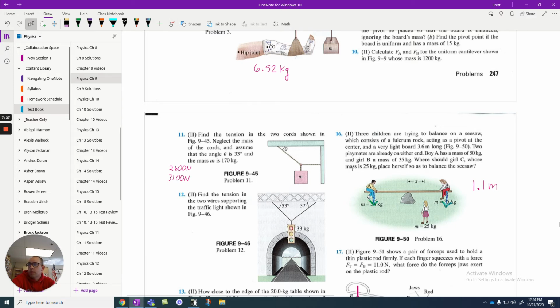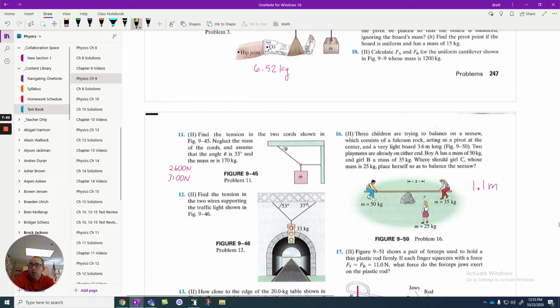Let me erase real quick those two pictures. You can see that he's 50 kilograms, boy A, and then there's girl B. We've got to put the girls together on this other side to get the masses to kind of balance out. But if we put them in the same spot, that's 60 kilograms, that's too much. So from that center, how far over are we going to put her so that the torques balance out?